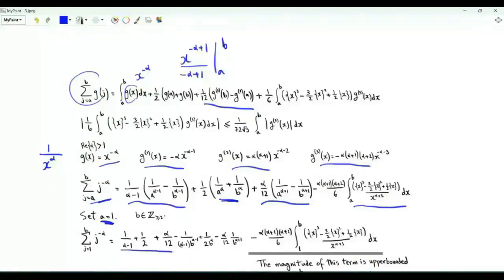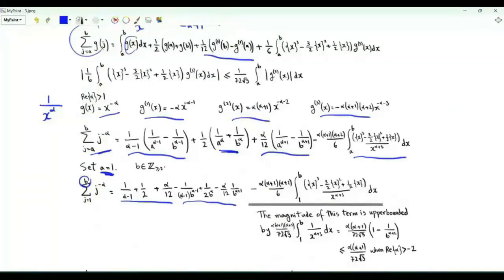Set a equal to 1. We get these three terms, 1 over alpha minus 1 plus 1/2 plus alpha over 12. These are the terms that depend on the upper summation limit b. The integral now is from 1 to b. Based on our upper bound argument, the magnitude of this part is upper bounded by alpha plus 1, alpha plus 2 over 72 square root 3 times the integral x from 1 to b of 1 over x to the alpha plus 3. This integral is 1 over alpha plus 2 between brackets 1 minus 1 over b to the power alpha plus 2. If the real part of alpha is greater than minus 2, then this function of b decays to 0 as b tends to infinity. We get a finite result.